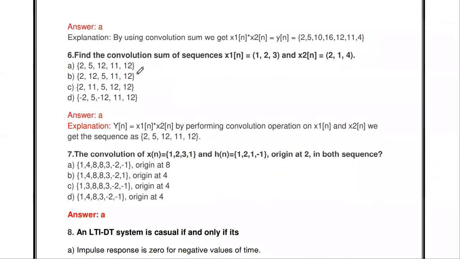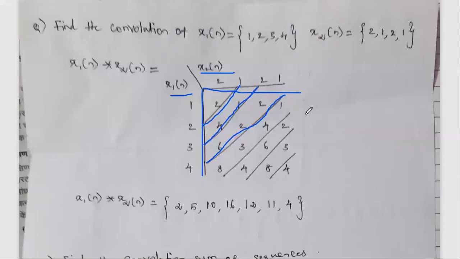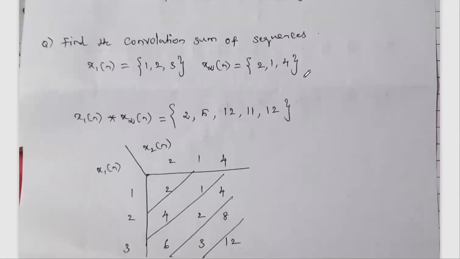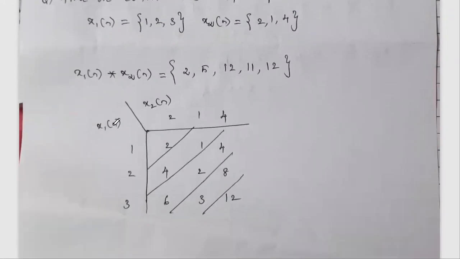Then find the convolution sum of the sequences x1 of n is 1, 2, 3 and x2 of n is 2, 1, 4. Similarly, you just solve the second problem. You write x1 of n on one side and x2 of n on the other side. You may also write x2 here and x1 there; the same answer we will get, since the convolution process obeys the commutative property.